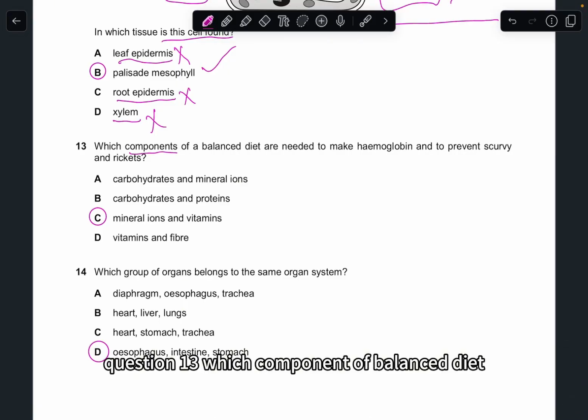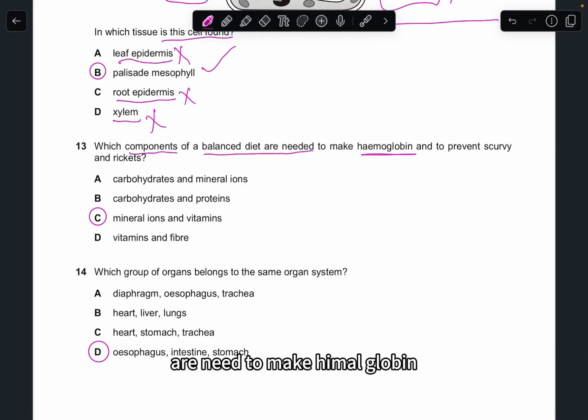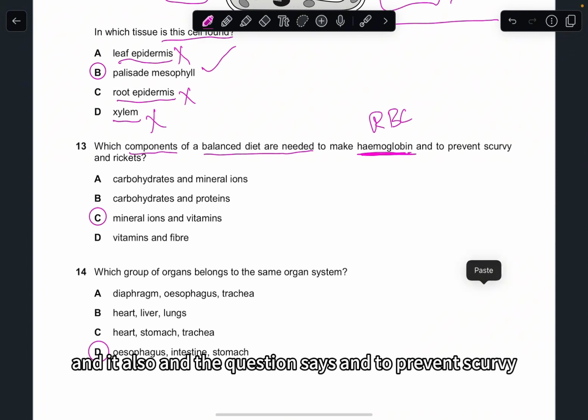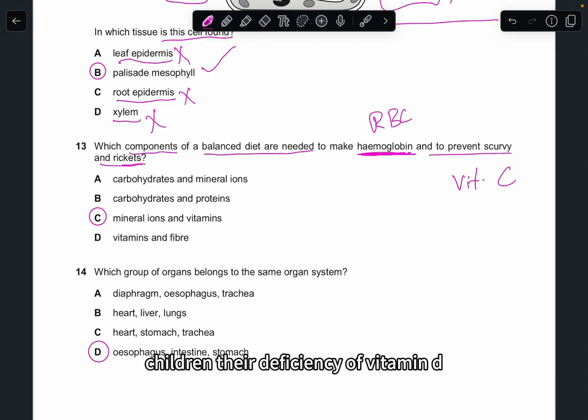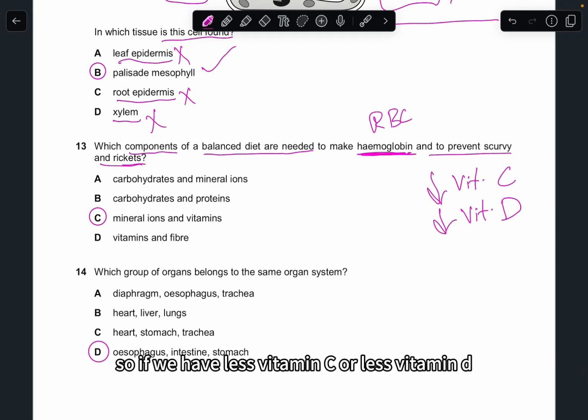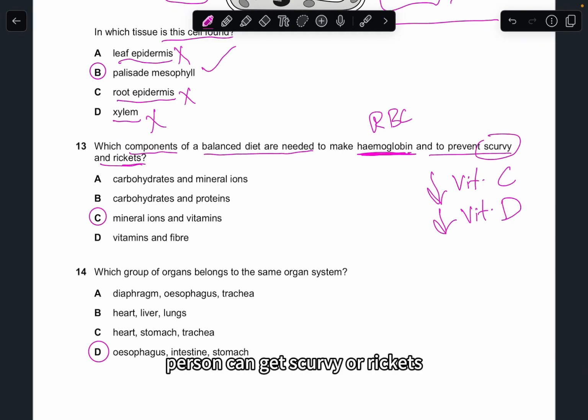Question 13, which component of a balanced diet is needed to make hemoglobin? Hemoglobin is in RBC, red blood cells. It binds with the oxygen, and the question says, and to prevent scurvy and rickets. Scurvy is related to vitamin C, and rickets is a disease in children, a deficiency of vitamin D. So if we have less vitamin C or less vitamin D, a person can get scurvy or rickets.